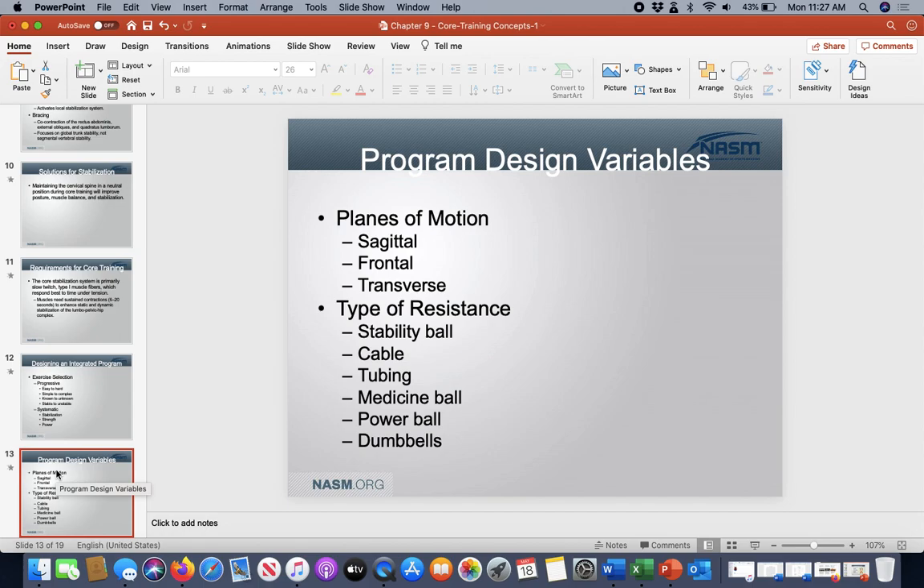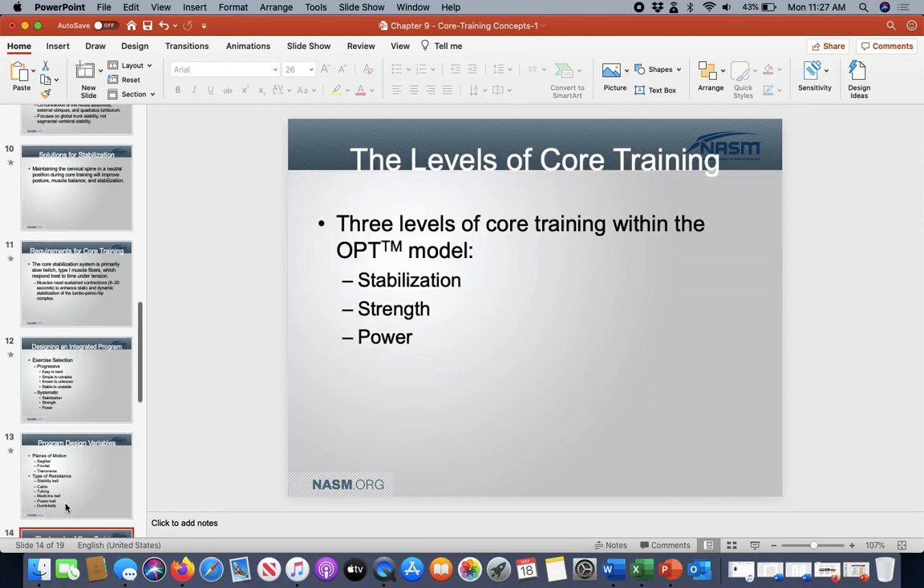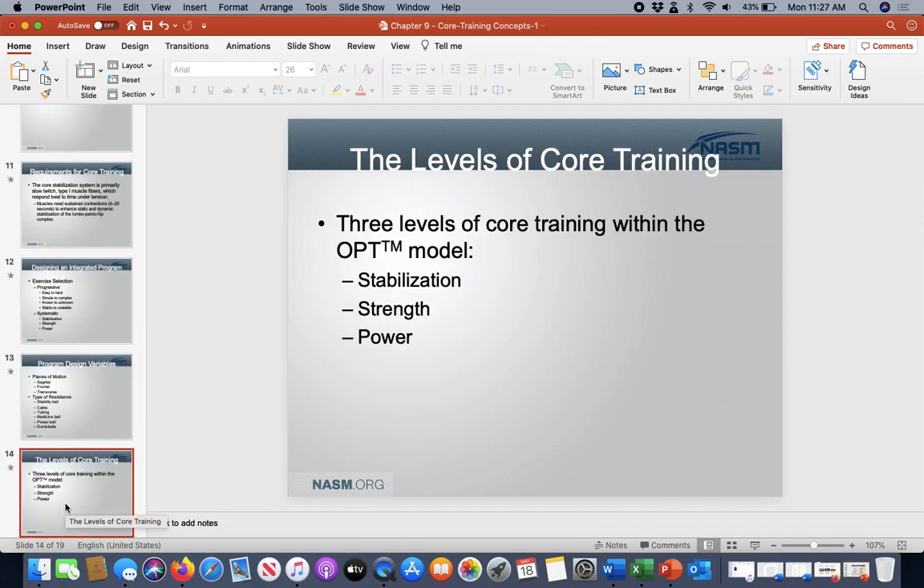In terms of types of resistance, you can see them all there. Power balls are more like medicine balls. I don't know why they call them power balls. Kind of interesting to me. Tubing is bands. Those are just a couple of things there, but you can see it's very simple compared to what we already know about in terms of exercise equipment.